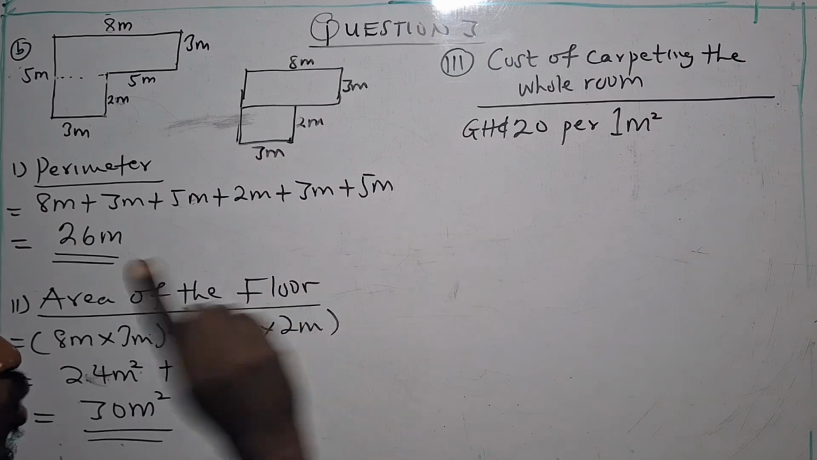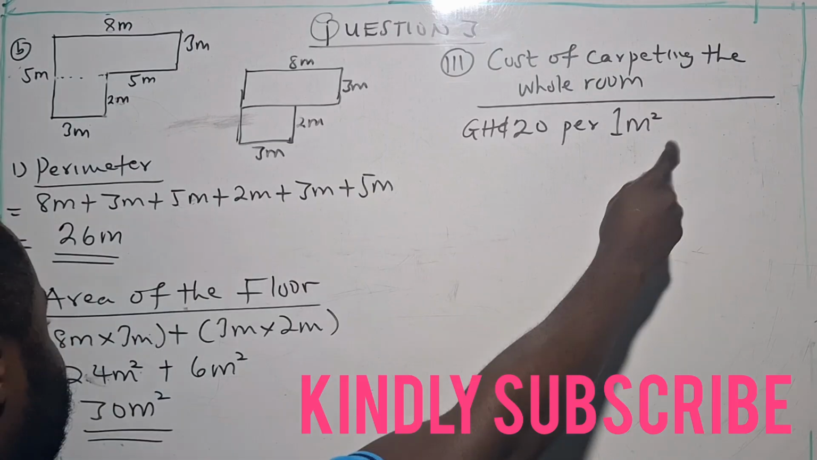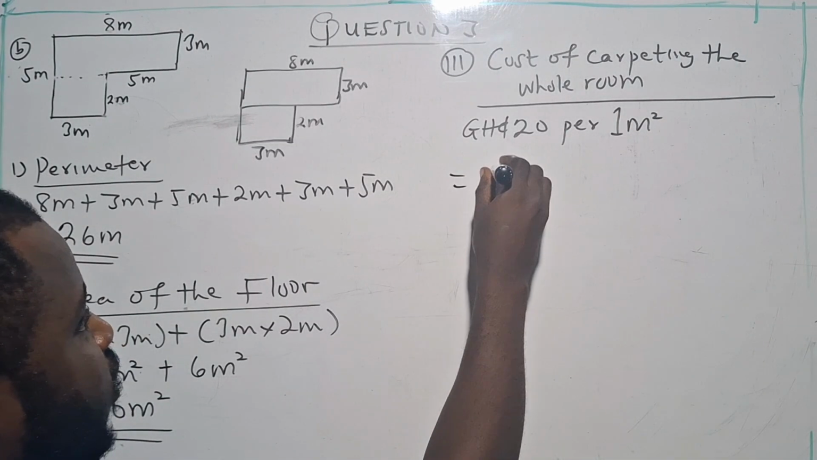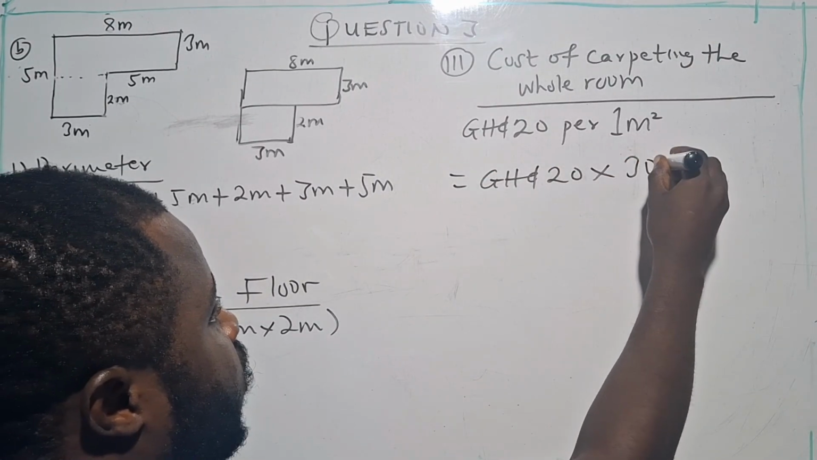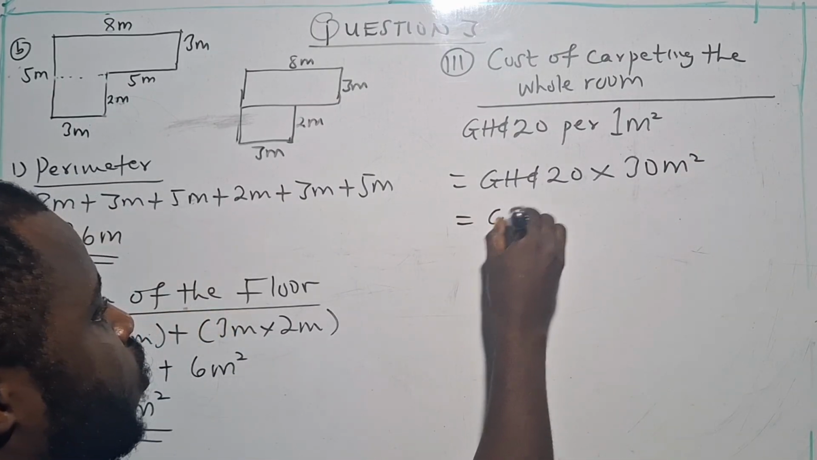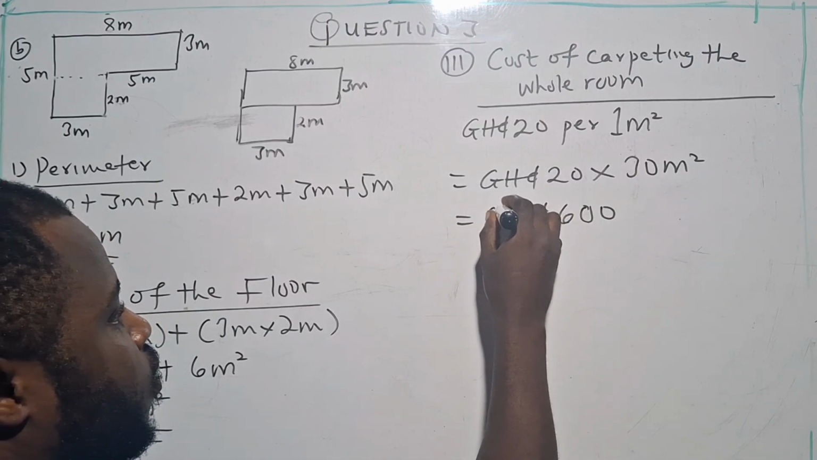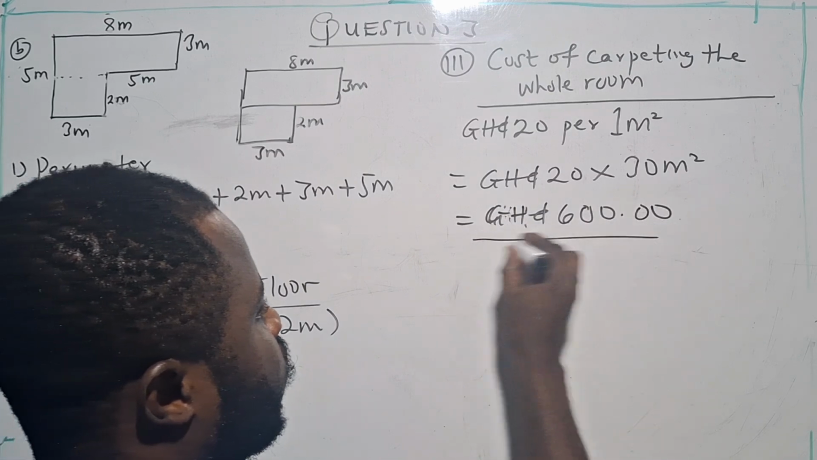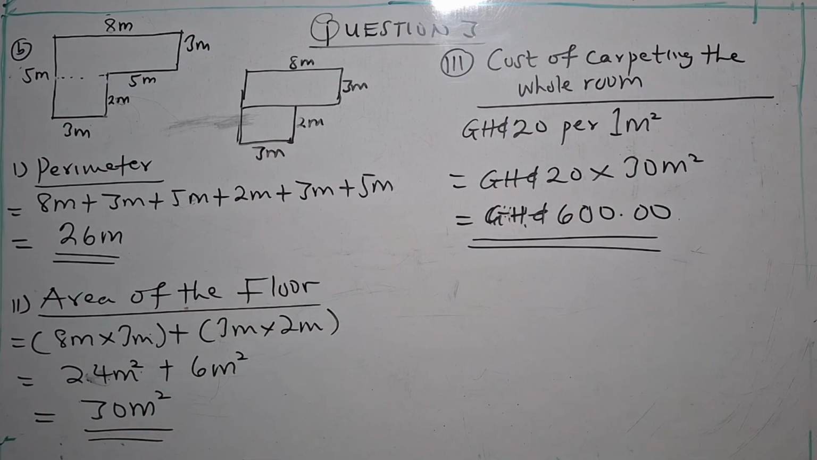Yes. And one carpet costs 20 cedis. So how many of this do we need? So we need 30 of this. If we need 30 and one is costing 20 cedis, it's going to give us 20 cedis times the 30 meters square, for which when we multiply, we are going to pay 600 Ghana cedis. So if you have a room like this, you are going to pay 600 cedis to get all your room covered. So this also ends the question.